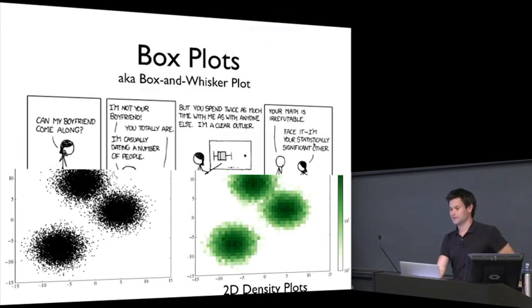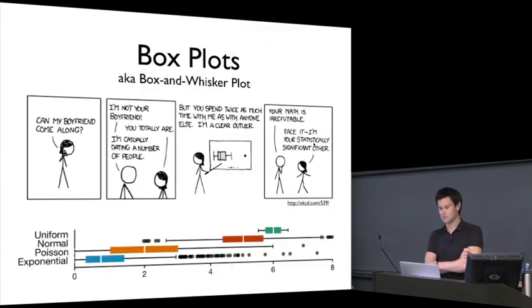Okay, the last thing we're going to discuss for today are box plots. Very important. It's also called box and whisker plot. And again, I've picked a really nice XKCD, so it's amazing that for every graph type you find an XKCD example, which is really cool. Okay, here you would see a box plot showing the different distributions, so a uniform distribution, normal distribution, Poisson, and so on.